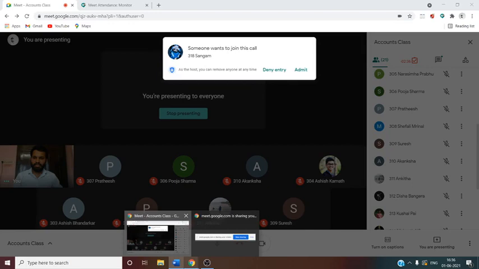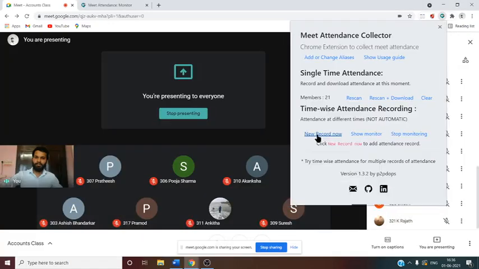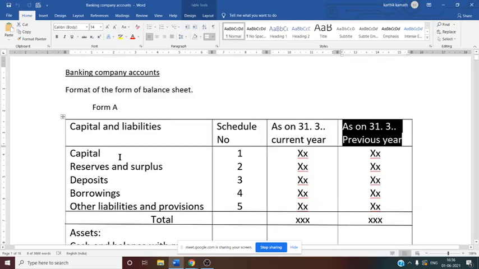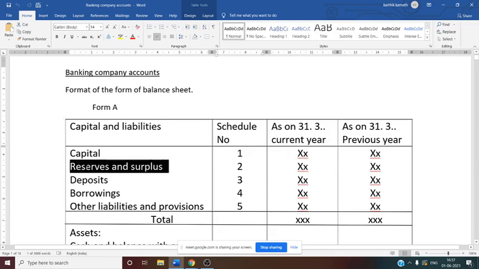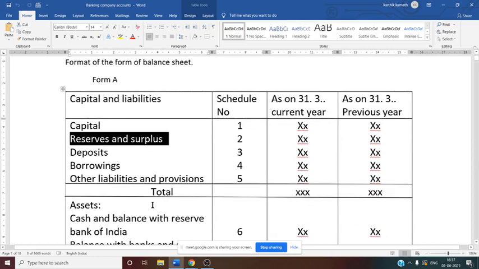Now, in the vertical form of balance sheet, first we have to consider all capital and liabilities. Now one by one we have to discuss this. First, capital, schedule number 1. The same schedule number you have to write. Then reserves and surplus, schedule number 2. I will discuss this again. First we will go through all the information in brief.